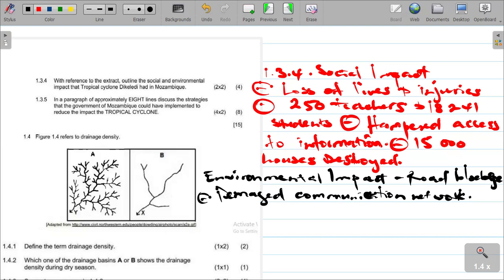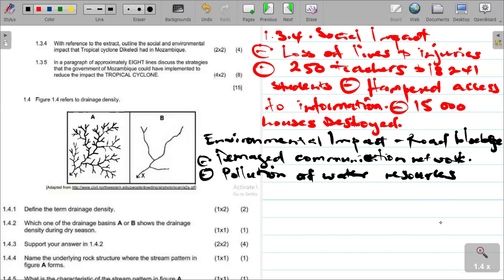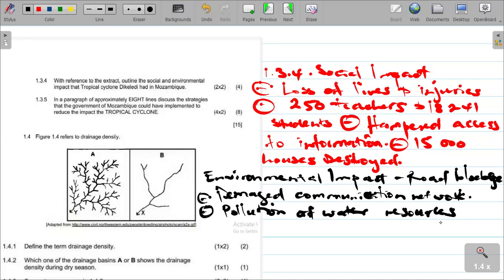We also maybe want to talk about the pollution of water reservoirs, the pollution of water resources, which are also affected because of these problems. The pollution of water resources, that must also be understood. And again, even animals are also affected. So those are some of the things that we need to understand.